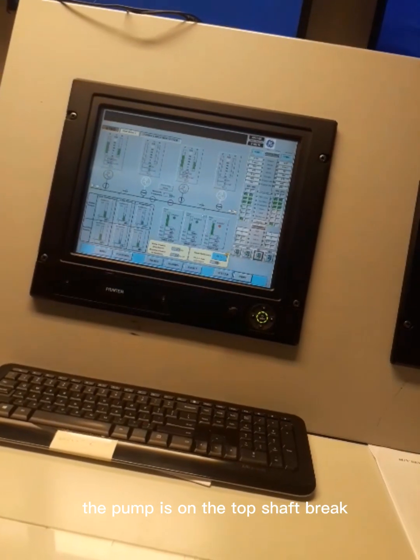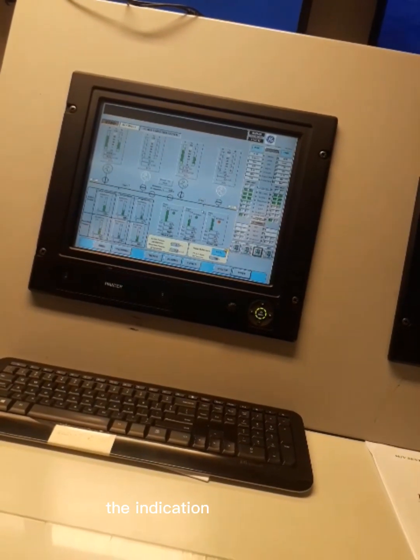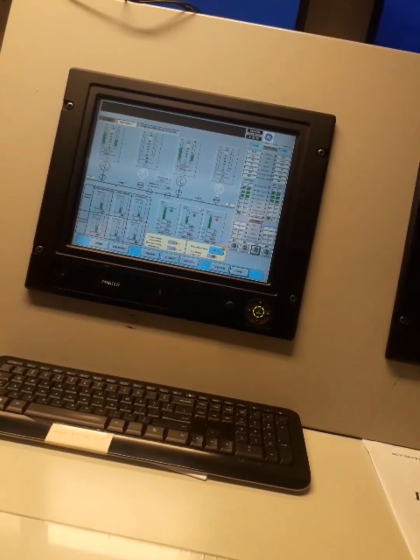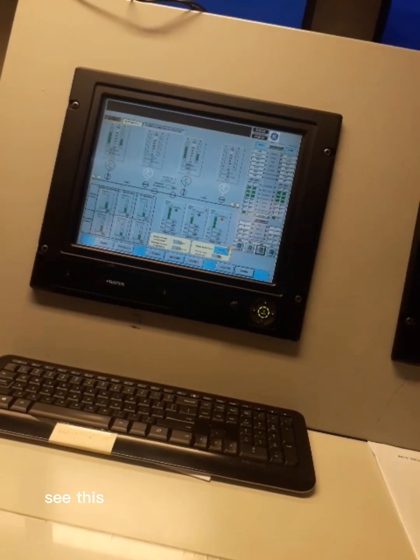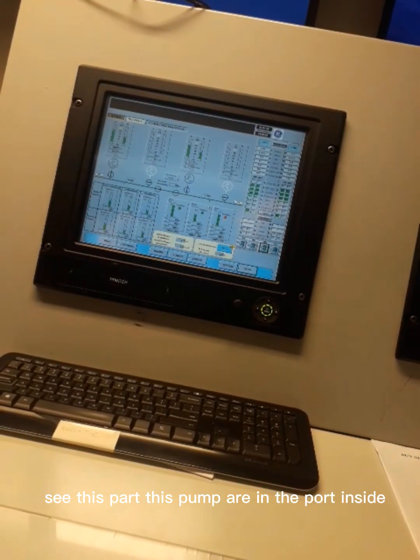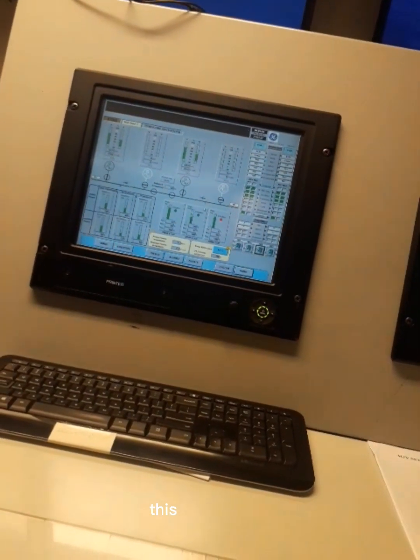Shaft brake, the indication of the leakage. This is drainage. You see? This part, this pump is in the pod inside also. This is the sensor.